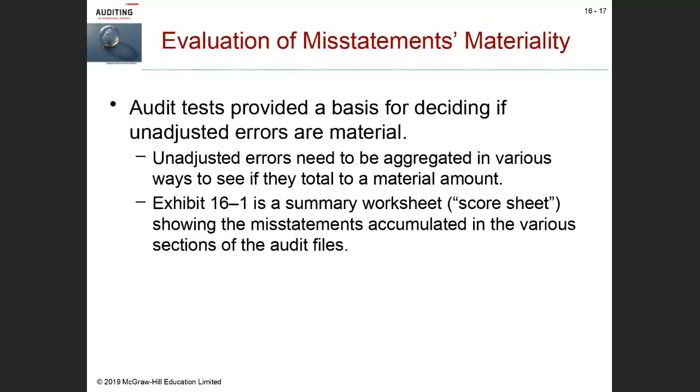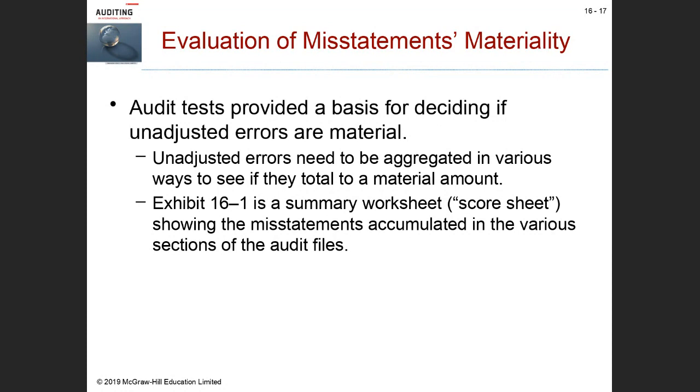Okay. Then in terms of what we're talking about, evaluation of the materiality component in financial statements, this PowerPoint says audit tests provide a basis for deciding if unadjusted errors are material. Well, that's the whole reason, right? We do our audit tests to detect and then subsequently correct errors that exist in the financial statements that could be material. Unadjusted errors, it says, are aggregated to see if they total to a material amount.